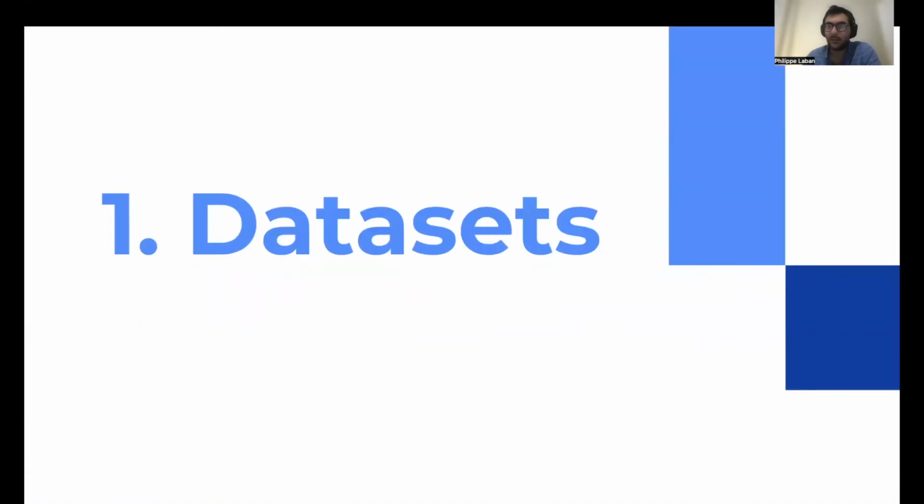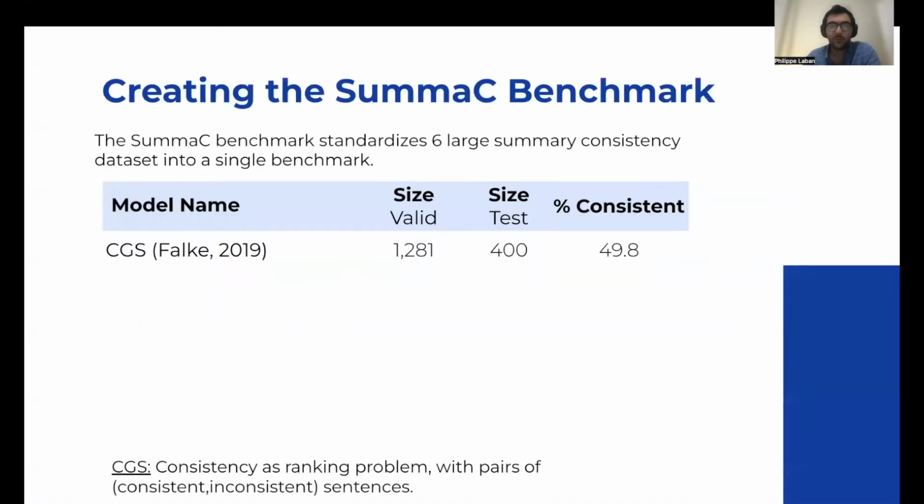Let's first look at data sets. Our first contribution is what we call the SummaC benchmark, in which we collected 6 of the largest data sets for consistency detection, and we standardized them to the task of binary classification. We're going to look at the data sets one by one in chronological order.